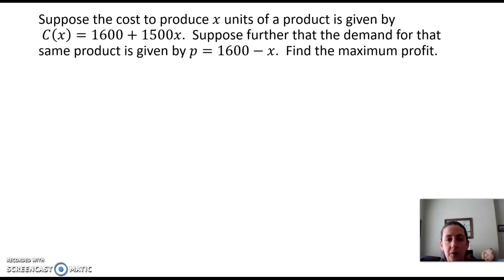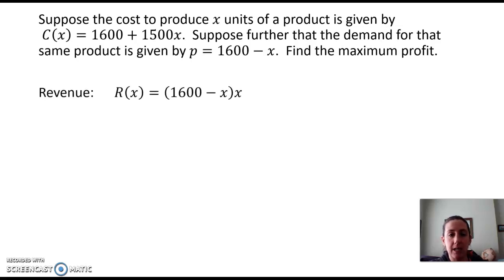Suppose the cost to produce x units of a product is given by 1,600 plus 1,500x, and that the demand for that same product is 1,600 minus x. Find the maximum profit. I have cost and price, and I want profit. Well, how does one find profit? Profit is revenue minus cost. I don't have revenue. But recall, how do you find revenue? Revenue is price times quantity.